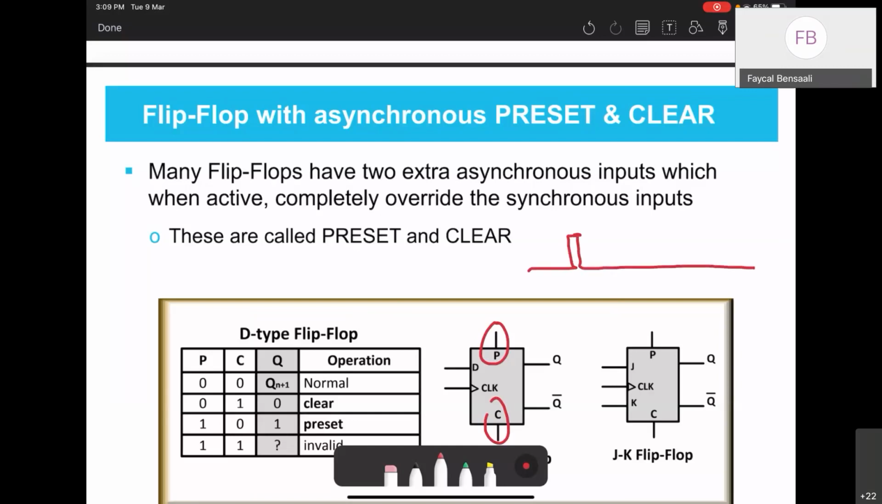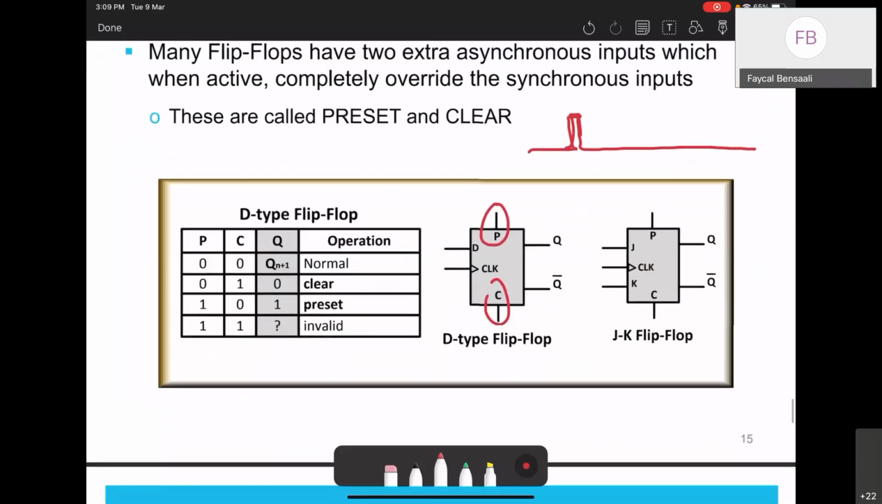At the beginning, when you power it on, you put a 1 on one of them to get it set, or to get it reset, to start Q with 0 or 1, and then the circuit will start operating. So you may find only one. We call them the preset or clear inputs. They are used to initially set or reset the flip-flop.